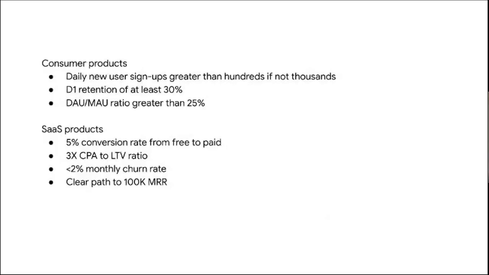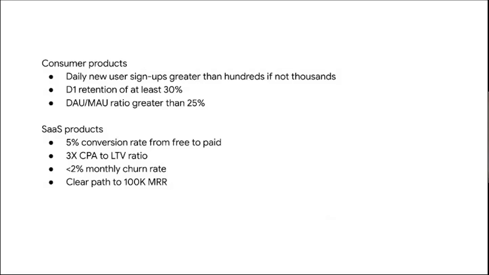For consumer products, you would want to see a daily active user to monthly active user ratio of 25% and above. A world-class leading DAU would be over 50%. There's a certain minimum for organic acquisition. So you would want to see hundreds, if not thousands of signups per day. In terms of retention, day one retention should be at least 30%, 70% plus would be top notch.